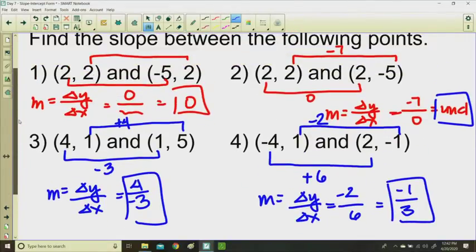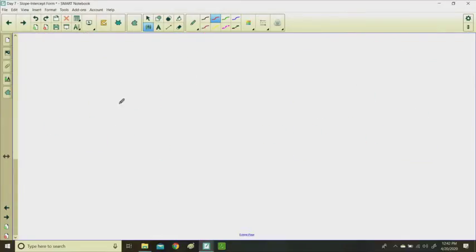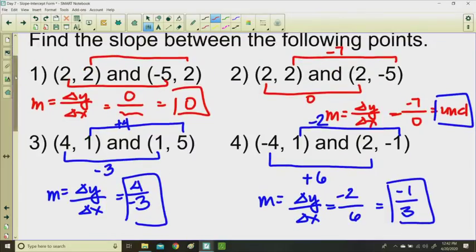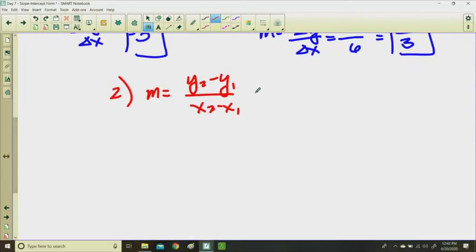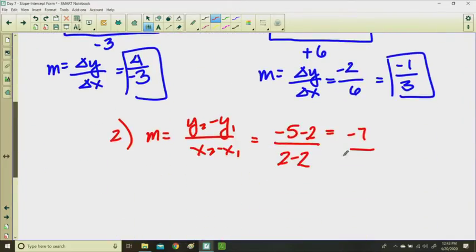I'm going to do two of these with the slope formula. So I'm going to do numbers 2 and 4, just because. If I were going to do number 2 with the slope formula, that's going to be m, the slope, equals y2 minus y1 over x2 minus x1. Doesn't matter which one's which, so I'm going to go from here. -5 is going to be y2, this is y1, so -5 minus 2 is going to be -7. And then on the denominator, you have 2 minus 2, which is 0. So you can see you're going to get undefined.